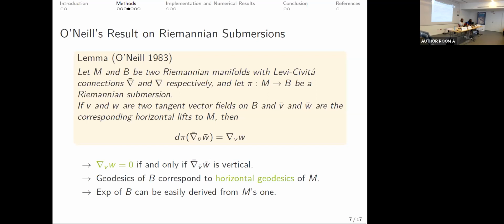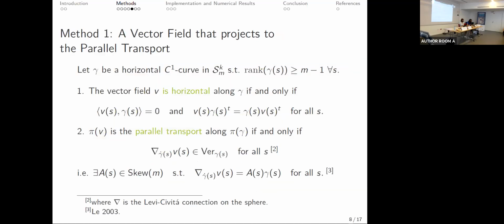And for the first method that I'm going to present right now, we will basically use this O'Neill result to put the conditions we need for a horizontal vector field to be projected on the parallel transport. For this, we need two things. We need it to be horizontal, and that's the first condition shown on the board, which is divided in two conditions: it has to be tangent, and then orthogonal to all the vertical subspace. And now that we have this horizontal vector field, we need it to project on the parallel transport.